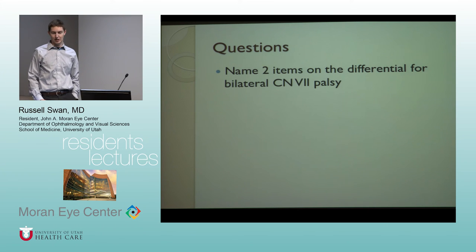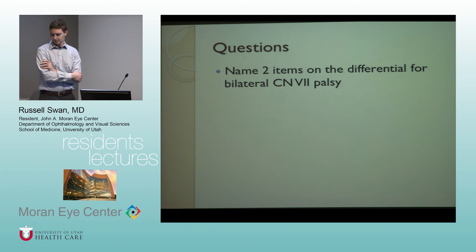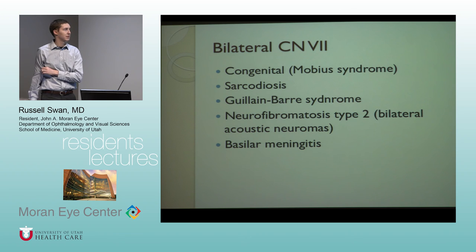So questions, be honest with your answers, I'll give you a minute. Good. Ashley, you got any? Sarcoid and hemorrhoid. Good. Anything else? Bilateral acoustic neuromas. Yep, NF2. And then basilar meningitis.